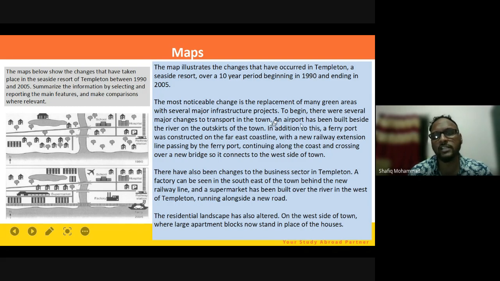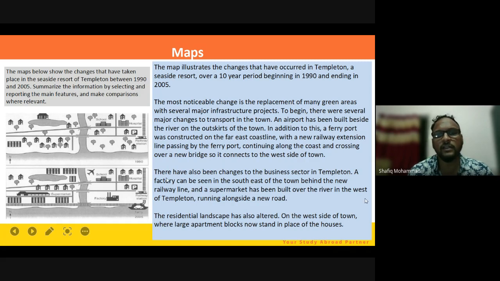An airport has been built beside the river on the outskirts of the town. Obviously, an airport has been built here. And then, in addition to this, the ferry port was constructed on the far east coastline with a new railway extension line passing by the ferry port. So the ferry port has also been constructed, and the line continues along the coast and crosses over the bridge. So it connects the west side of the town. Obviously, a bridge has also been constructed, to connect to the coastal area.